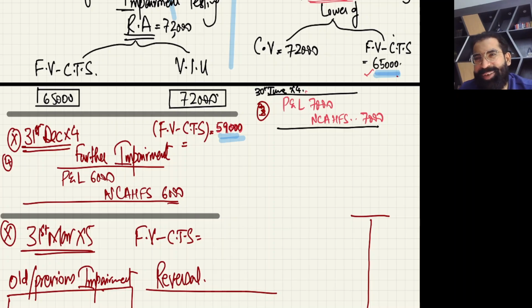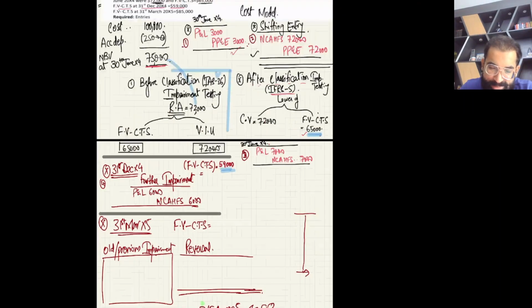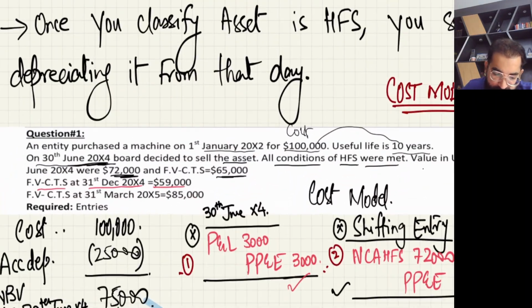Now the real part of this question: there will be a reversal of impairment. That's the magic. The fair value less cost to sell at 31st March X5 is 85,000. As a student, one thing may come to your mind: sir, why has this asset not been sold yet? No issue, because 12 months from 30th June X4 has not passed yet. So now the fair value has suddenly increased to 85,000.